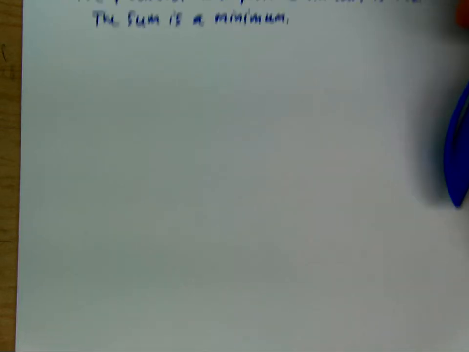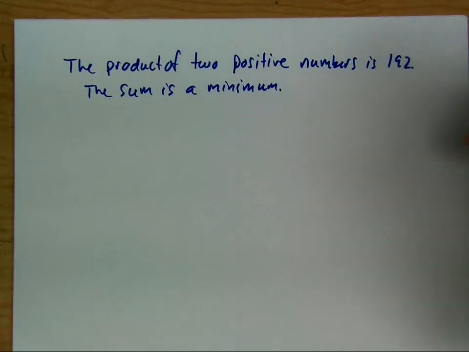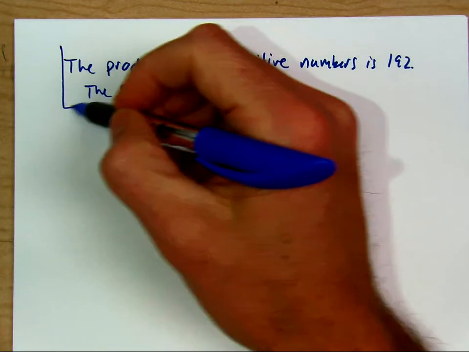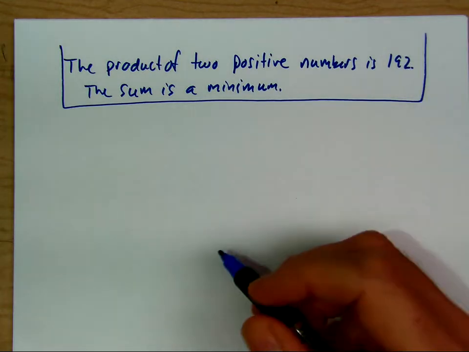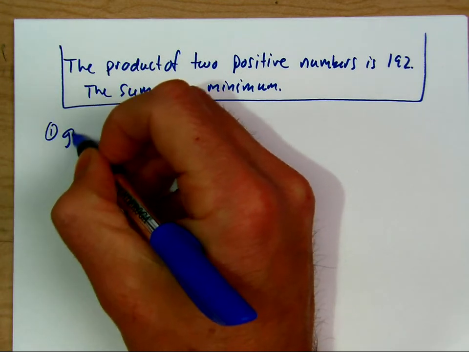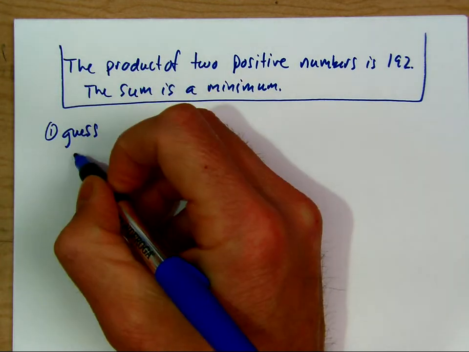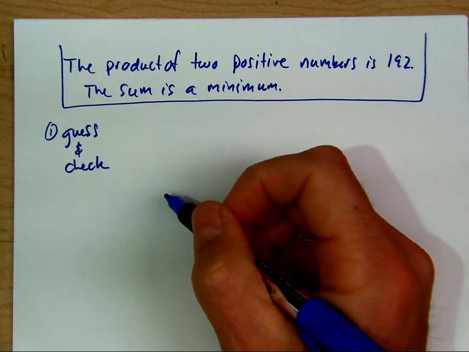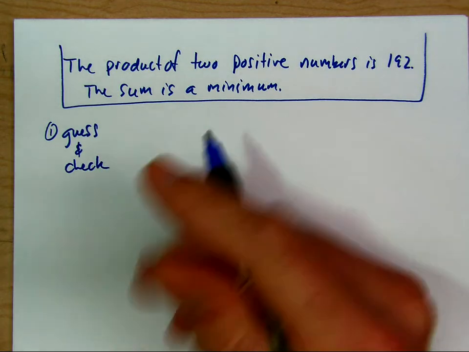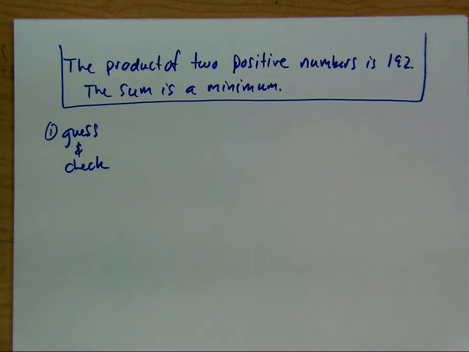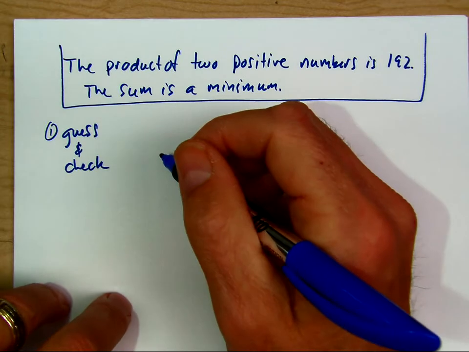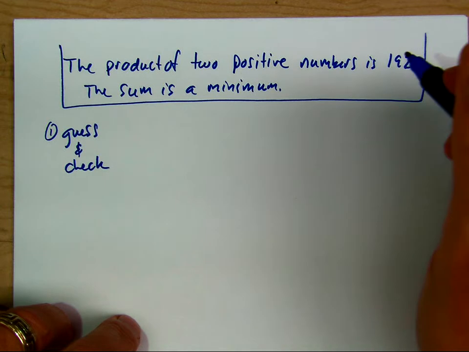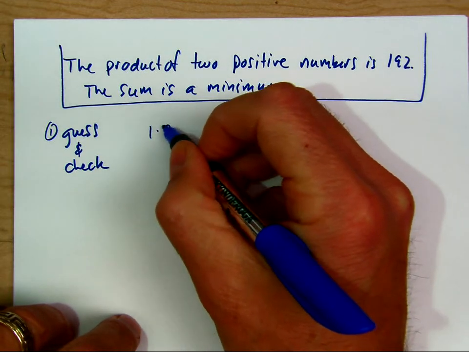Come back to this one, and we want to minimize the sum of two numbers whose product is 192. So now we don't have a geometric shape, and we just guess. We know that the product is 192. So let's just choose numbers that have a product of 192.